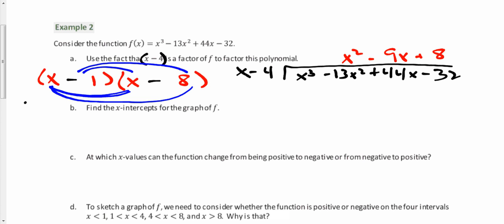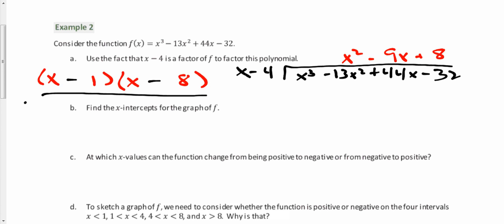So now I have 3 factors for f of x. 2 of them are right here, yes? 2 of them are right here. Where's the third one? Where's the third one, Jordan?